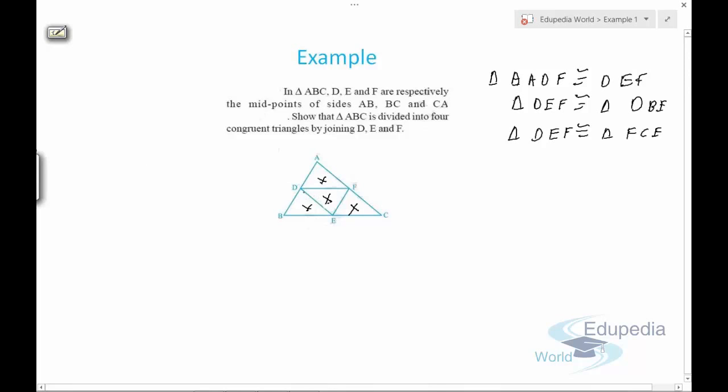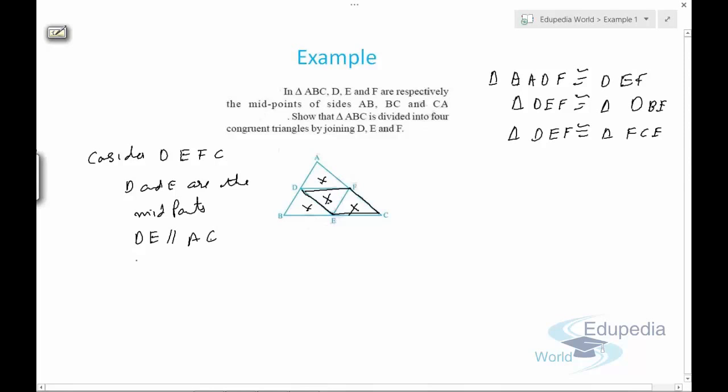Now if you see this properly, this is a quadrilateral. So let's consider first DEFC. Now in this, D and E are the midpoints and DE is parallel to AC. So we can say that DE is half of AC, right? Since F is a midpoint, we can say that DE equals FC. So if in a quadrilateral one pair of opposite sides is equal and parallel, then it's a parallelogram. So we can say that DEFC is a parallelogram. So why is it a parallelogram?